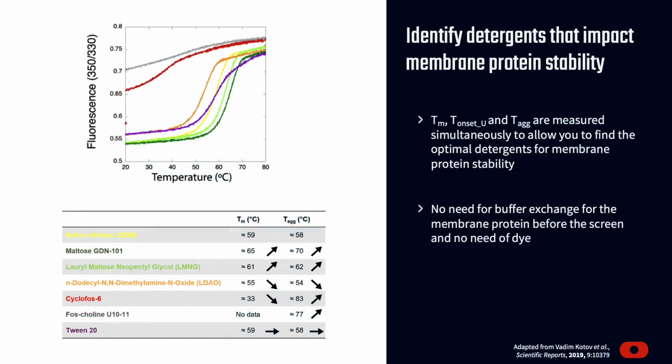You can see in the graph that the unfolding temperature was quite different depending on which detergent it was in. And in the table, you can see the melting temperature and onset of aggregation temperature of the protein in each of the various detergents. You can then see whether these were increased or decreased compared to the DDM. So using this method, they could screen all 94 detergents for one membrane protein within just a few hours. And that was without needing to do a buffer exchange or without needing to use any dye. So you can see how the Prometheus can help you to find the best detergents to stabilize your membrane protein.